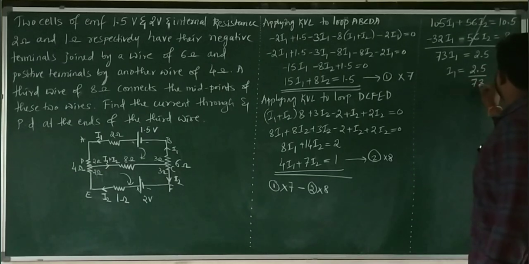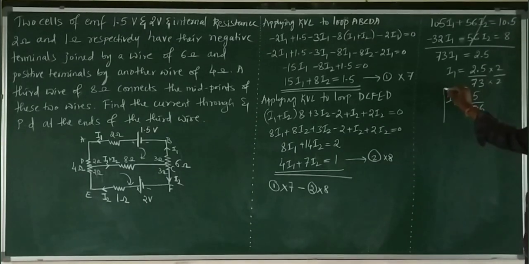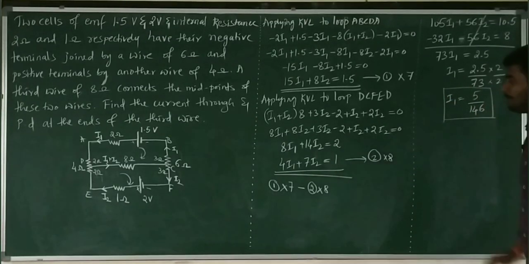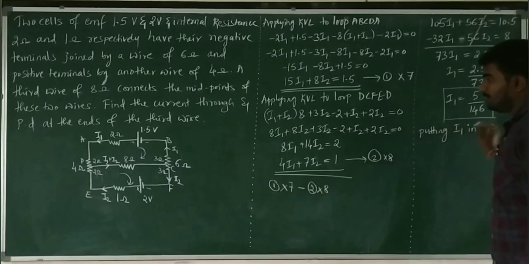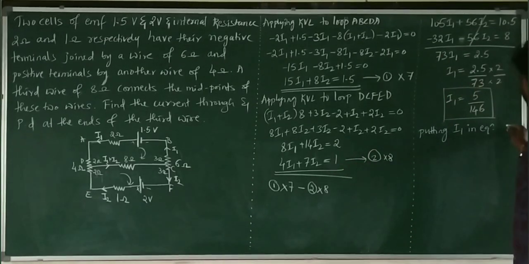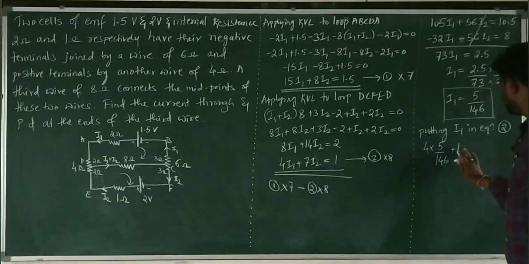Therefore I1 is equal to 2.5 divided by 73. We can write 2.5 as 5 divided by 2, so it can be written as 5 divided by 146. We have multiplied with 2 and divided by 2, so it is going to be 5 divided by 146. Now the I1 value is 5 divided by 146, and this I1 is substituted in an equation. Which equation is easy here? Equation 2 is easy, therefore we shall take equation 2.